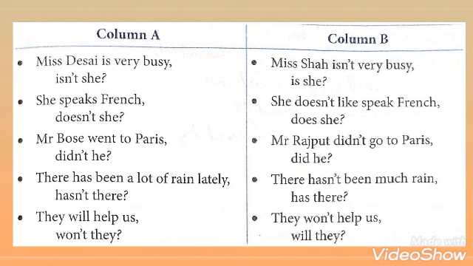Next: They will help us, won't they? "They will help us" is a positive statement and it is followed by a negative question tag, won't they. Next column: They won't help us, will they? "They won't help us" is a negative statement and it is followed by a positive question tag, will they. So, according to the rule, a positive statement is always followed by a negative question tag and a negative statement is always followed by a positive question tag.